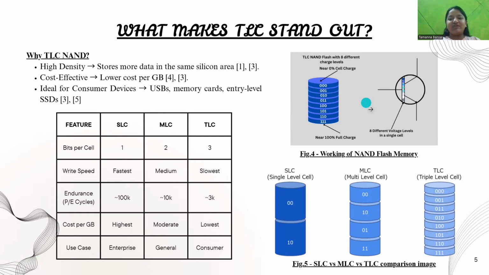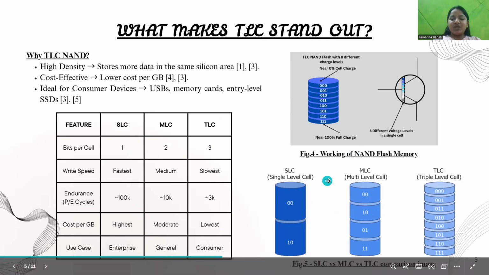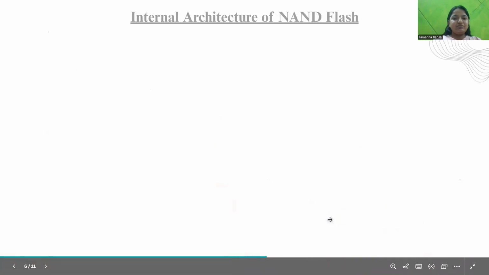So this is the working of the NAND flash memory with 8 different charge levels. There is obviously a huge difference between SLC and MLC. Here you can see the comparison image as well.